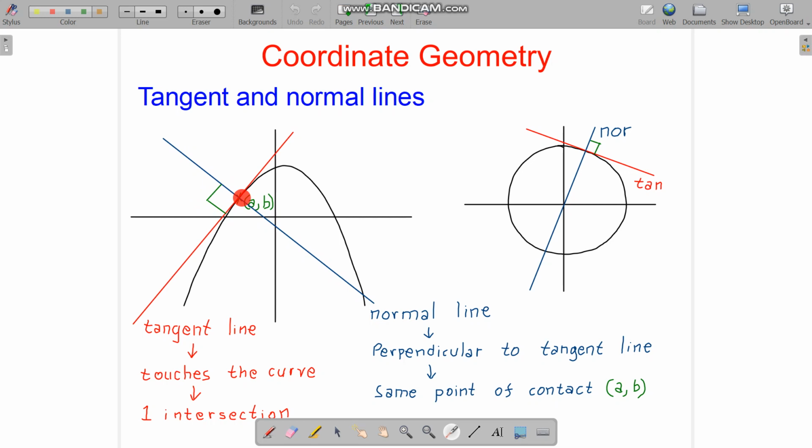Here we have a point of contact between the tangent and the curve, or between the normal and the curve. So perpendicular to the tangent, and we have the same point of contact. And another example, this is the tangent touching, and this is the normal perpendicular to the tangent through the same point of contact.